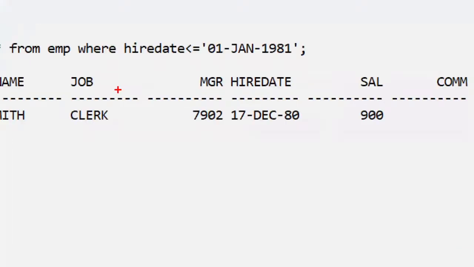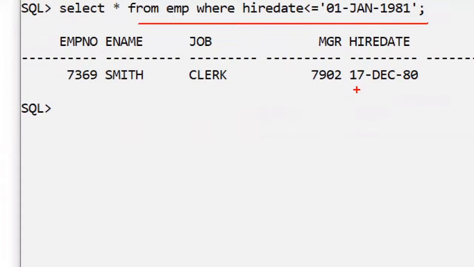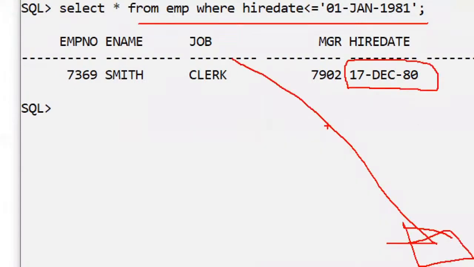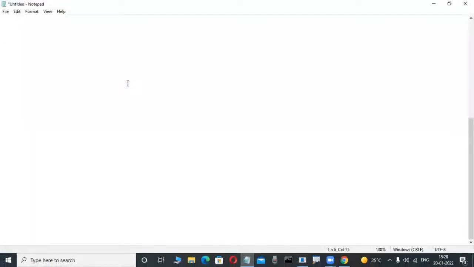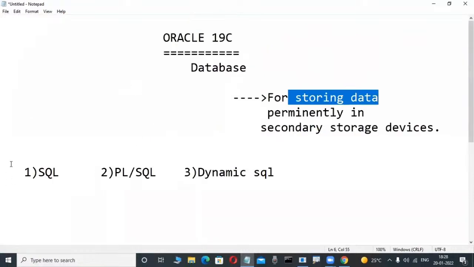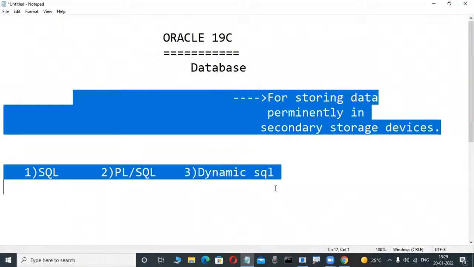Automatically the data is displayed. With a single line of code, the employees who joined before 1981 are automatically retrieved from the database. That's why efficient data retrieval is so powerful. It is possible only through these databases and these languages.